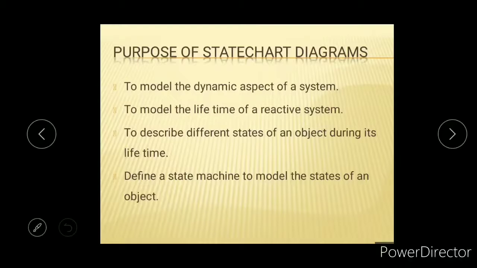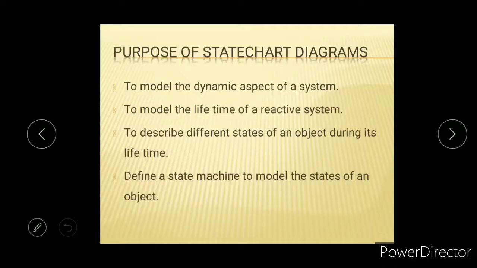A state chart diagram describes the flow of control from one state to another state. A state is defined as a condition in which an object exists, and it changes when some event is triggered. The most important purpose of a state chart diagram is to model the lifetime of an object from creation to termination. State chart diagrams are also used for forward and reverse engineering of a system. However, the main purpose is to model the reactive system.